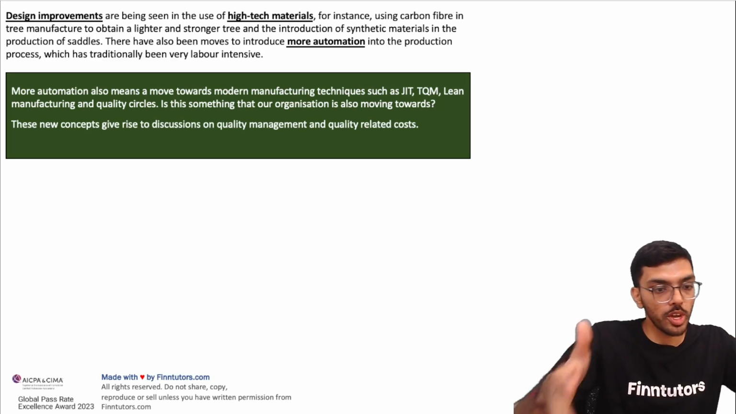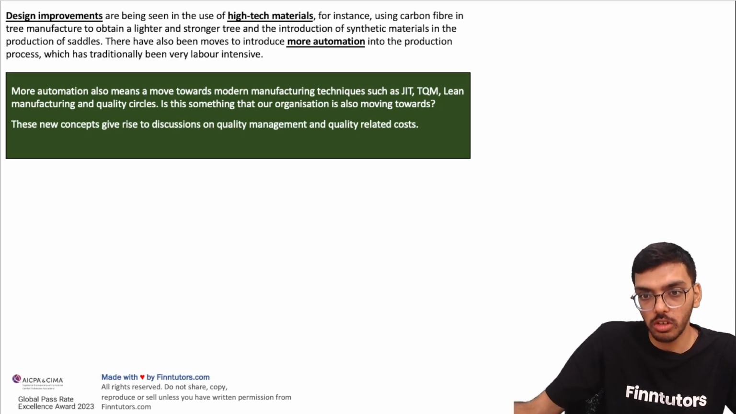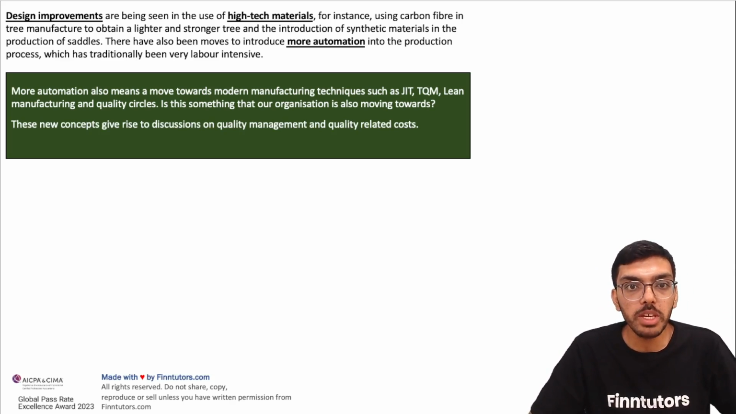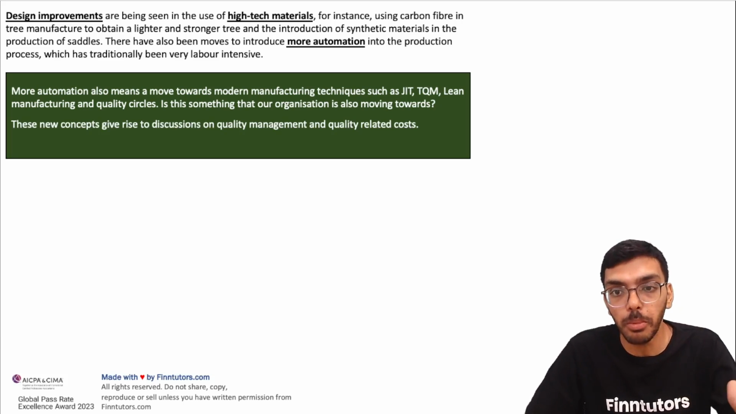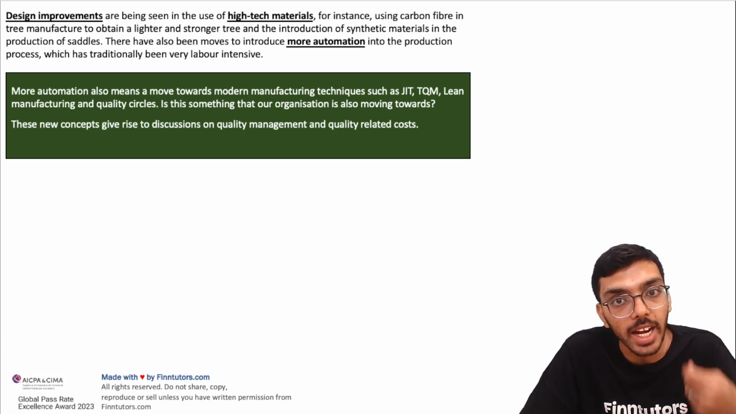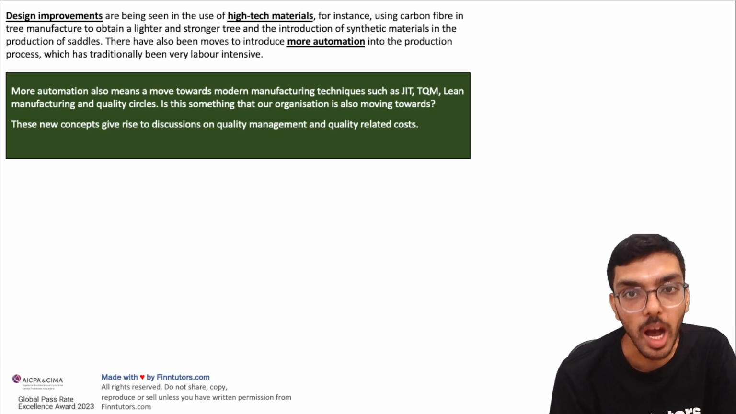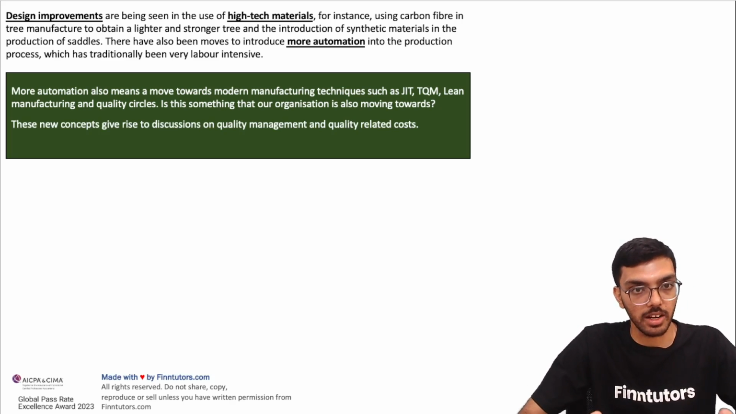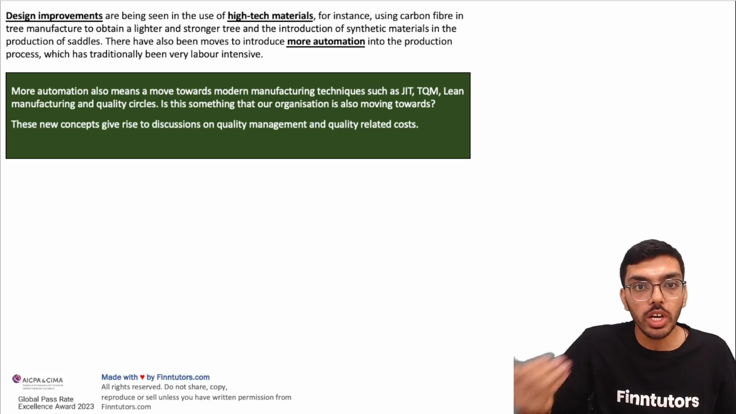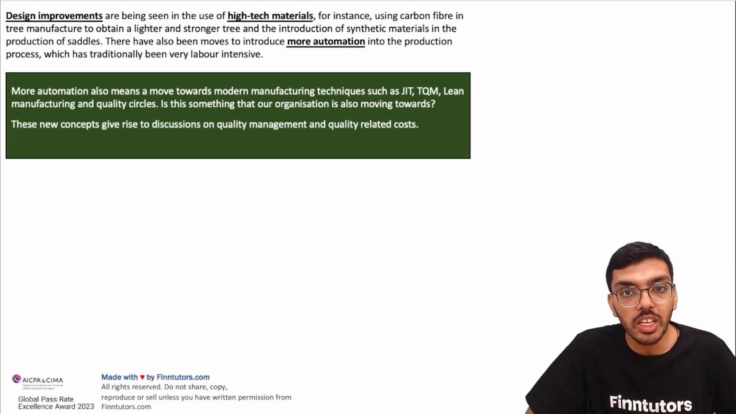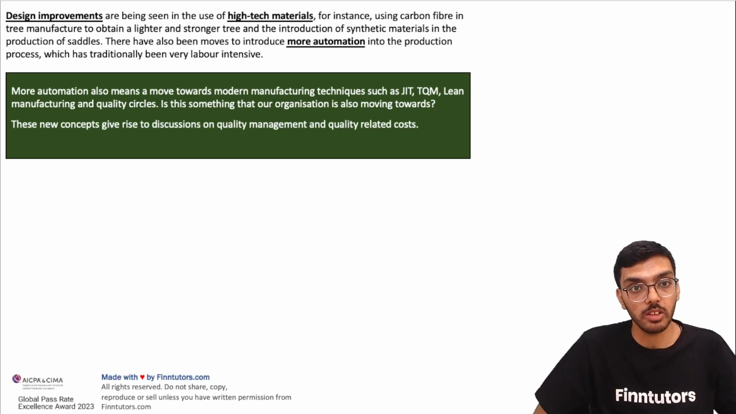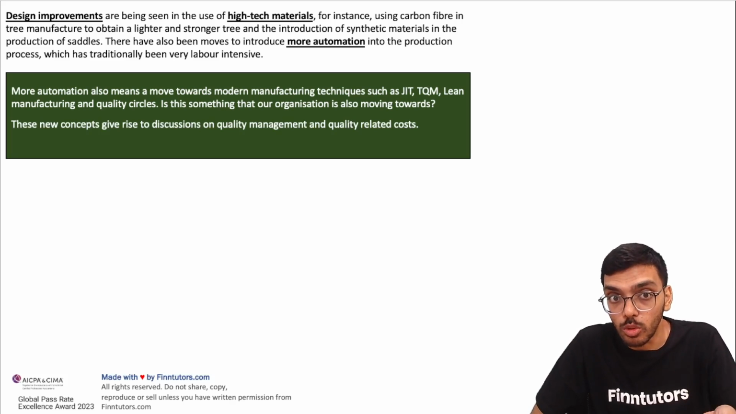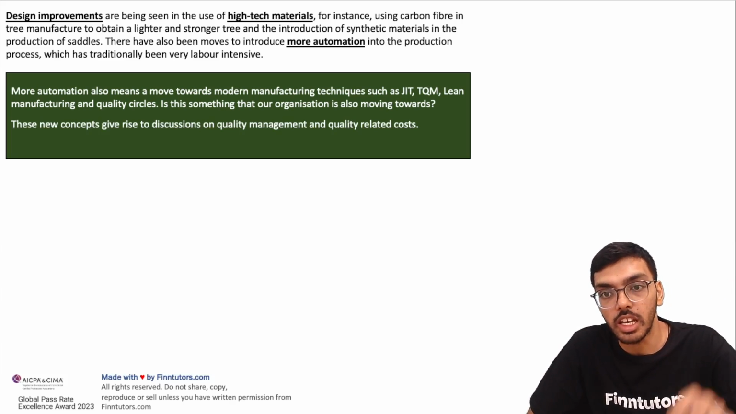So production is going through a mechanization, meaning machines are now being used in production. But design improvements are also being seen in the use of high-tech materials. Input, raw material is also becoming high-tech. For instance, using carbon fiber in tree manufacturing. The tree is the base of the saddle. To obtain a lighter and stronger tree, the introduction of synthetic materials in the production of saddles is becoming more and more prevalent. So carbon fiber is being used, which is a high-tech material, which is input.